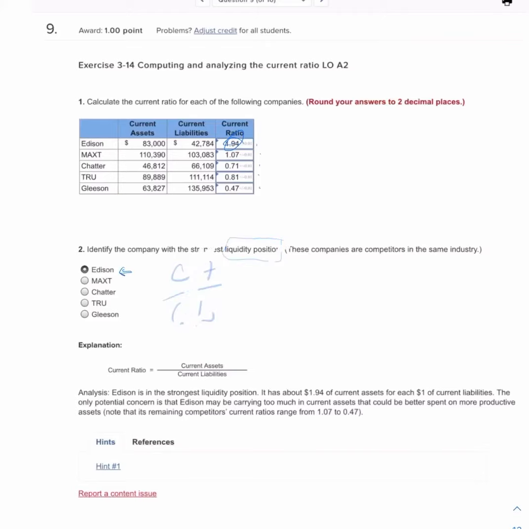Now the question is, can your current ratio be too high? And the answer, of course, is yes.